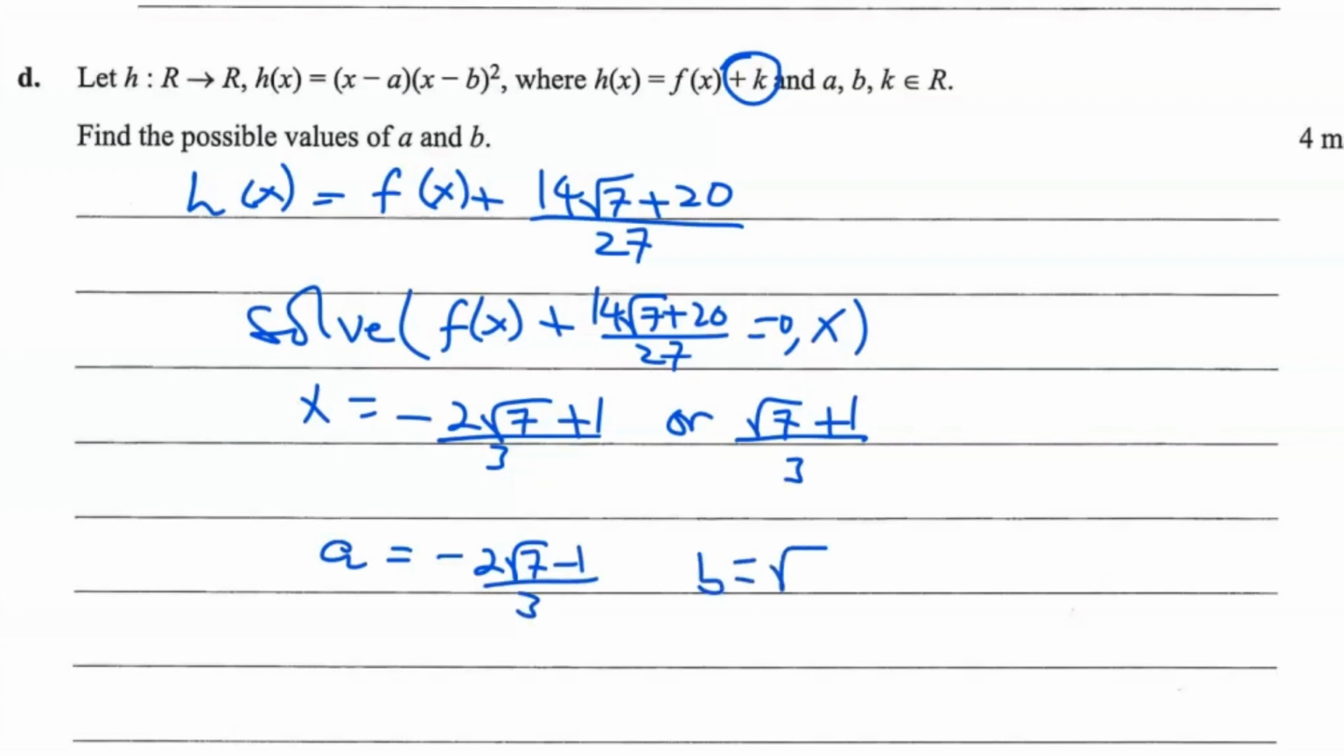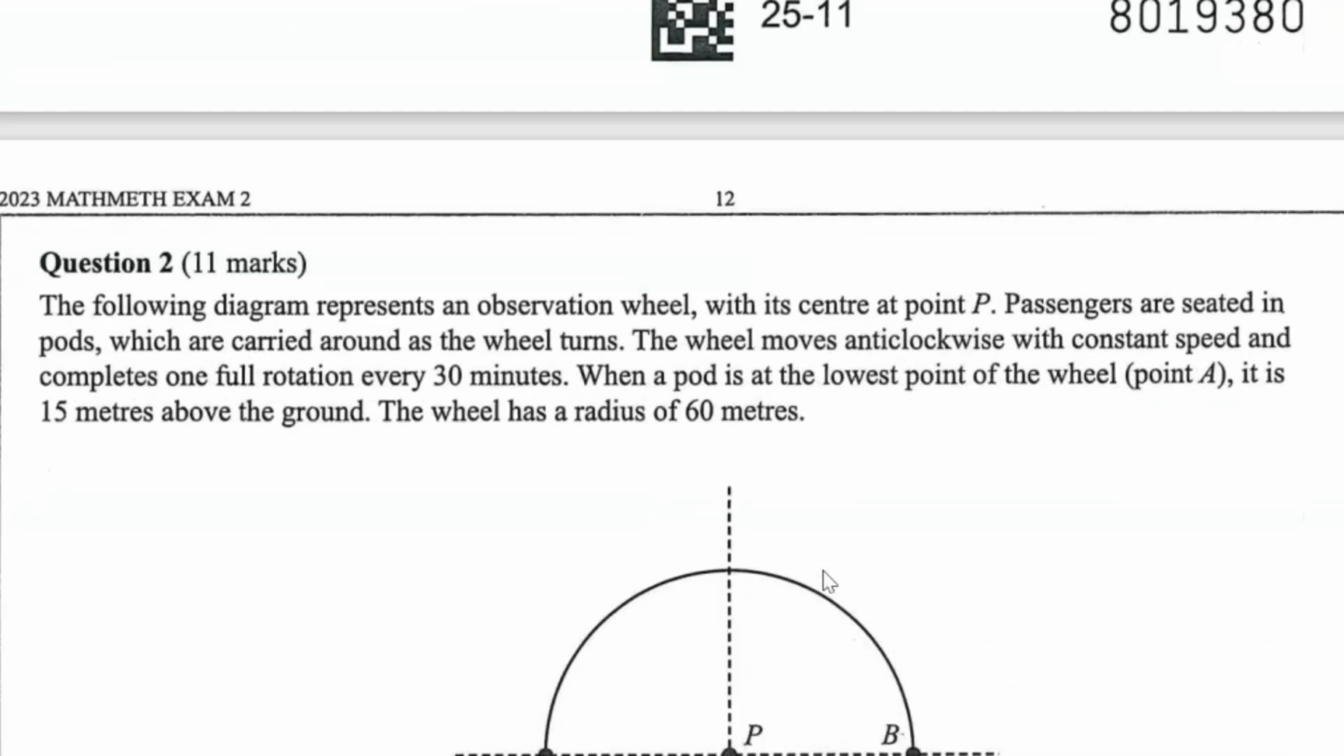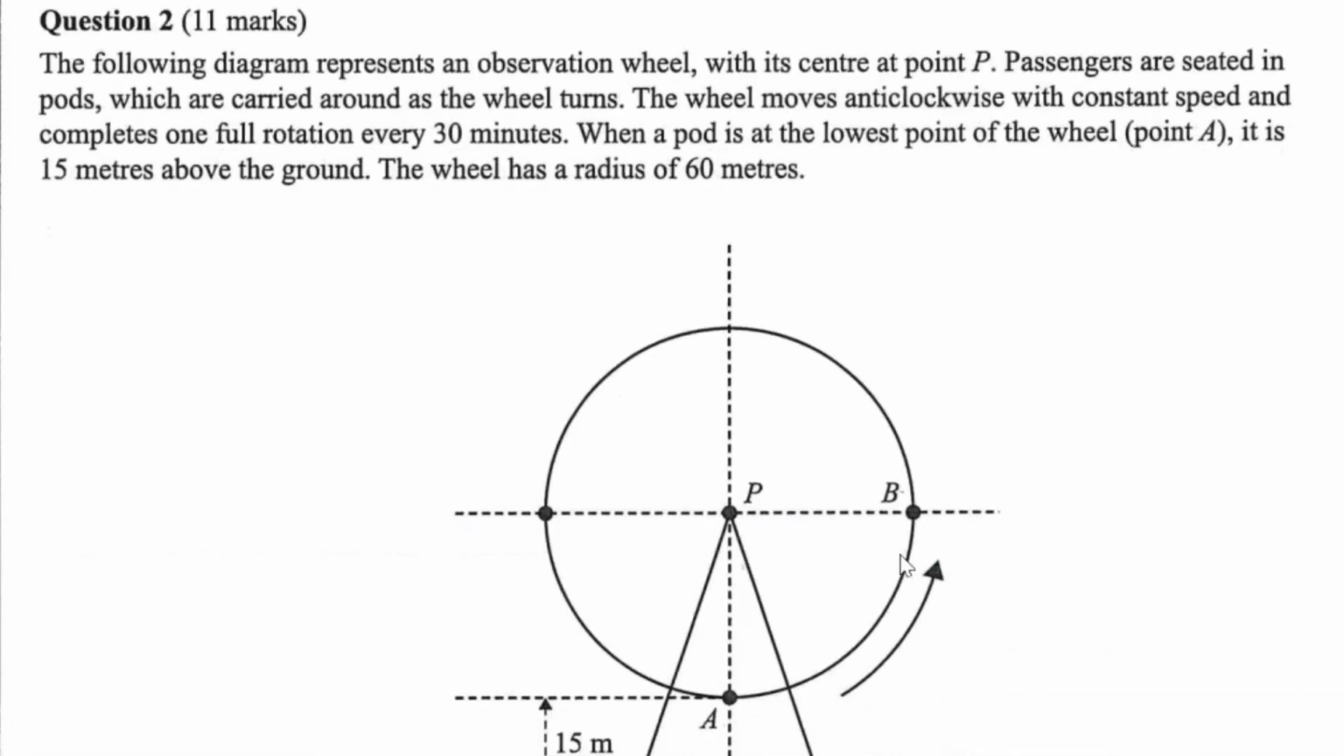And my b value has to be (square root 7 plus 1) over 3. Alright, that finishes question 1. Alright, let's move on. Question 2.